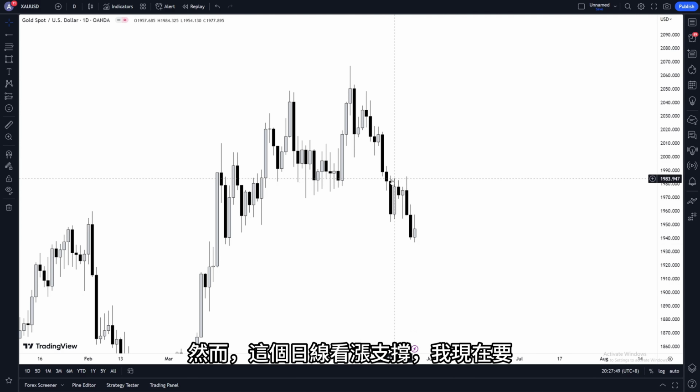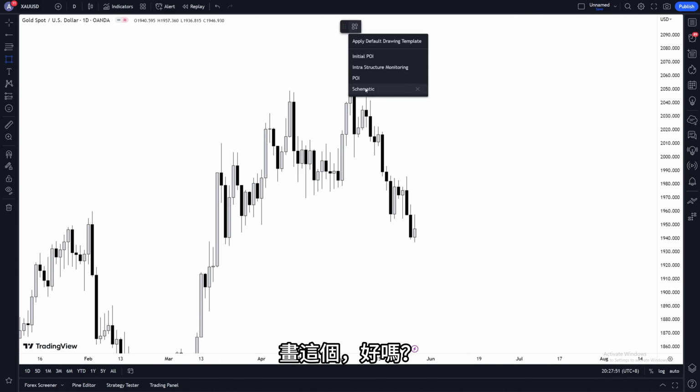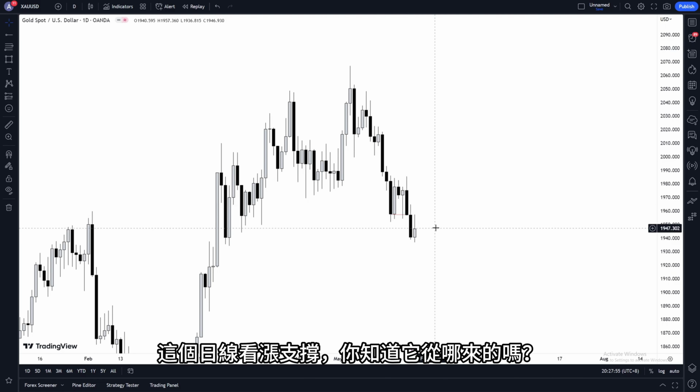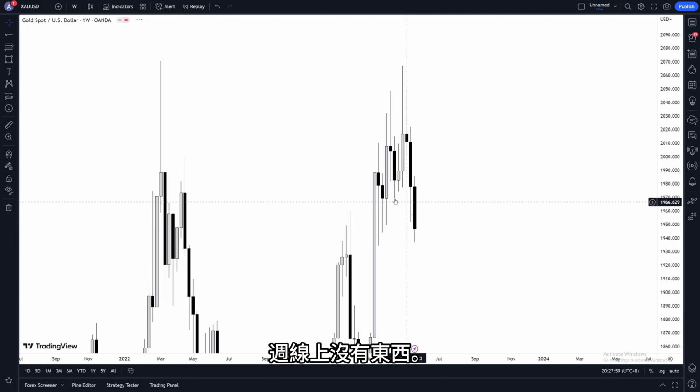However, this daily bullish support, which right now I'm going to draw this, okay? I'm going to draw a line for this, or a little square for this. This daily bullish support, do you know where it came from? There's nothing on the weekly.